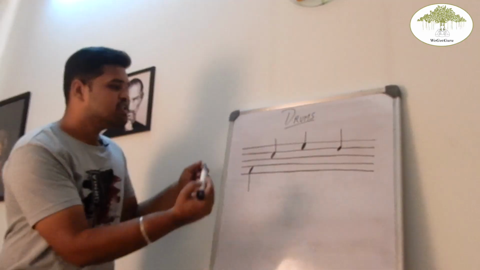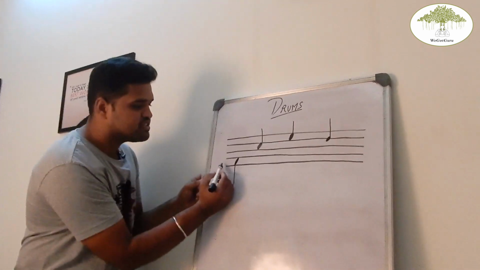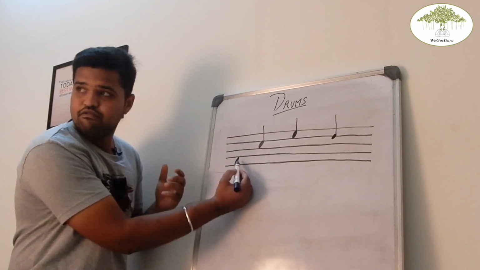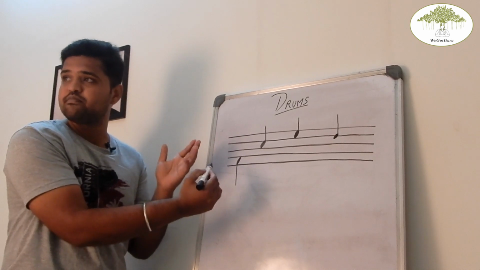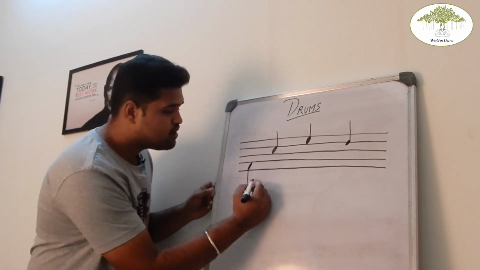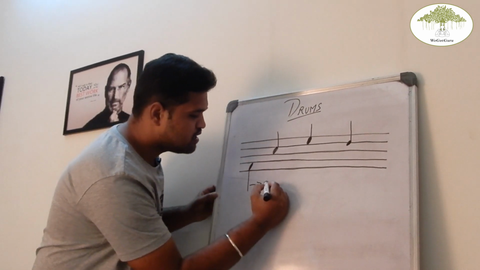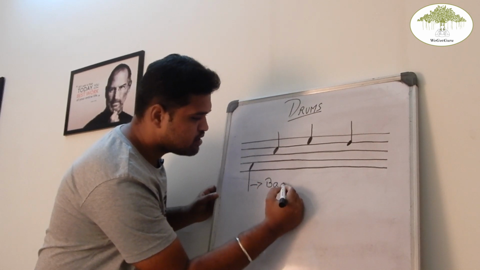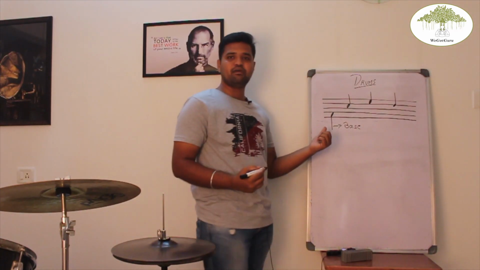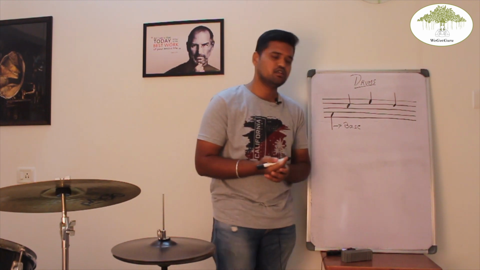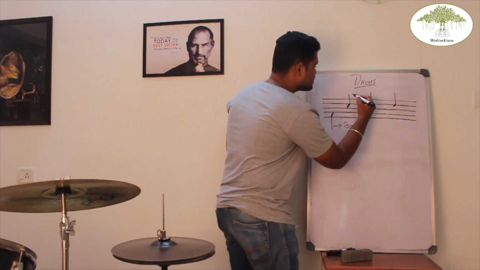As you see, this first one, which line is it in? This is in the fourth space, the fourth gap. So this is a bass. The bass comes in the fourth space. Okay, now we are going for the next one, snare.